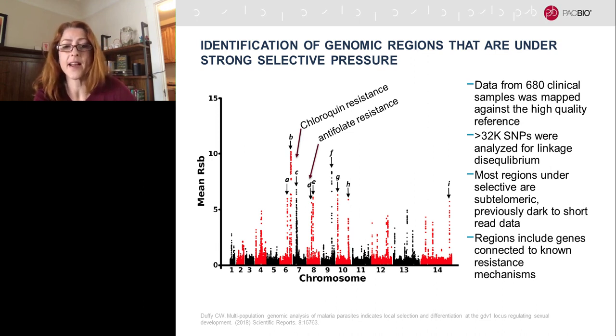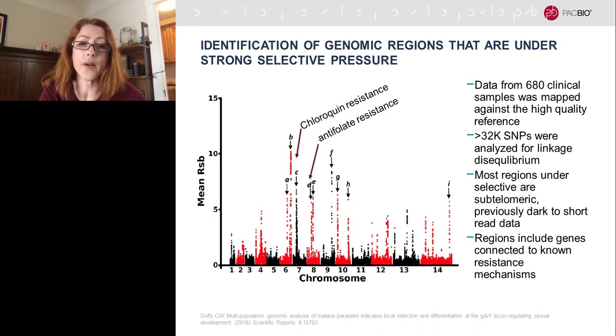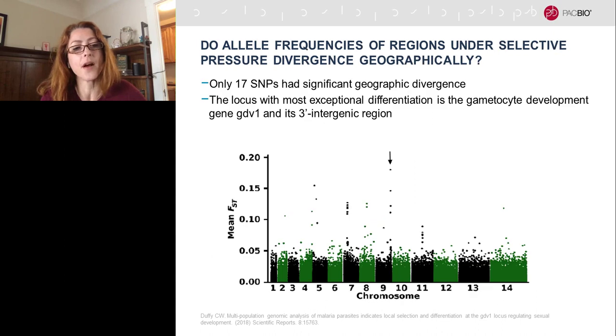So they're subtelomeric. And these regions were previously dark to all of us because without an assembly, it's very hard to map data to those regions and very hard to determine what genes are actually located in those regions that are under strong selective pressure. So what you'll see here, of course, is that a number of the hotspots that are coming up are well known and are linked to either chloroquine or antifolate drug resistance. But there are also some interesting things that cropped up that were not necessarily expected.